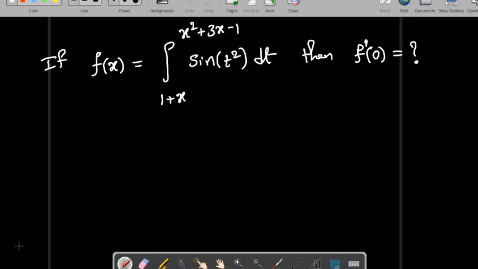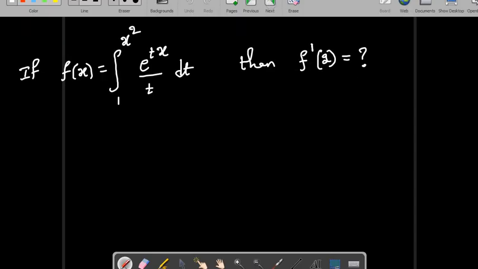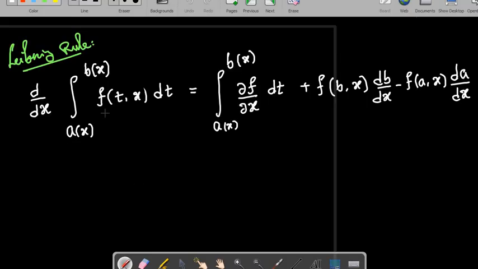Hi, in this short video, let us learn how to apply Leibniz rule to solve these kind of problems. First of all, let us see what is Leibniz rule. Whenever you have an integral like this, where the limits are a of x and b of x, the integrand is f of t comma x, and you are integrating with respect to dt.